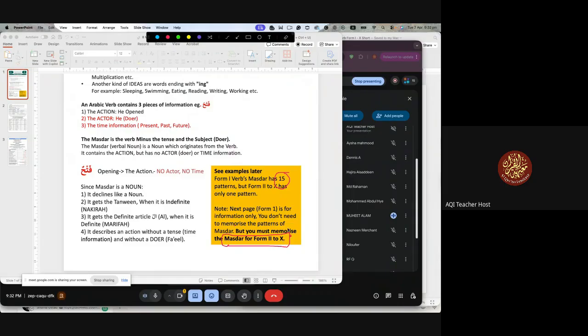So in this module, in this chapter, we deal with just the form first masdar, the masdar of form first verbs, inshallah. And in the other chapters of form 2 to 10, we will discuss the other patterns of masdar for form 2 to 10, inshallah.